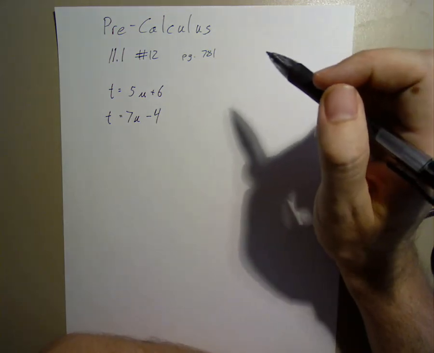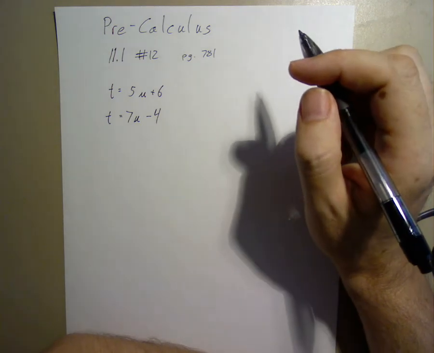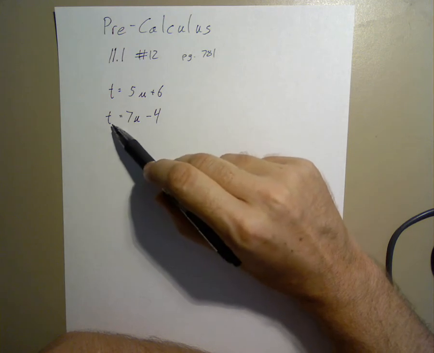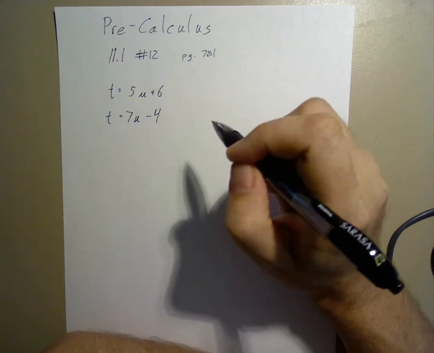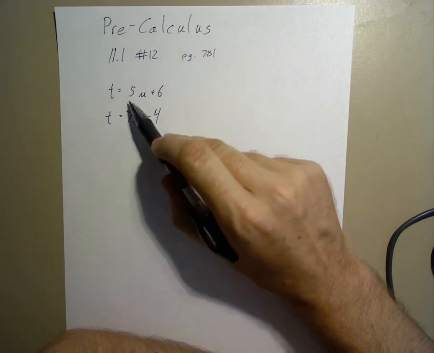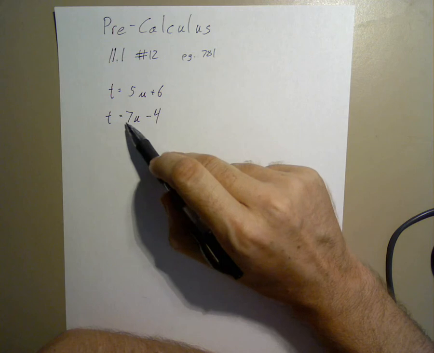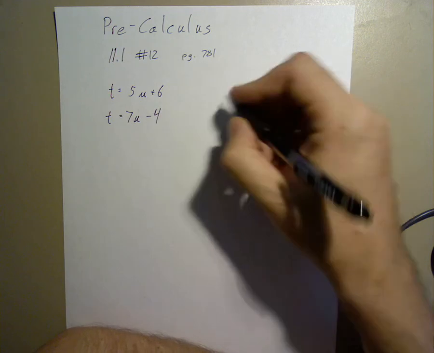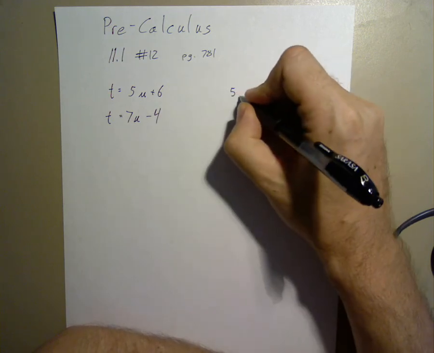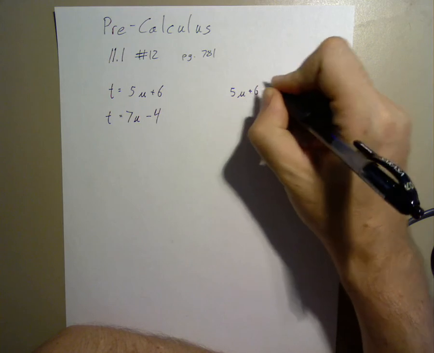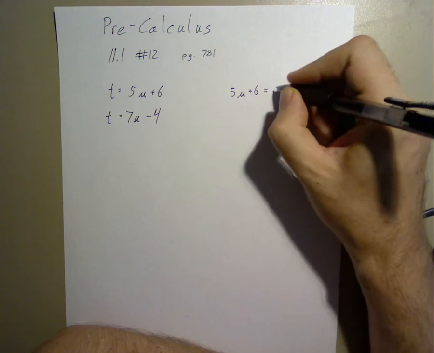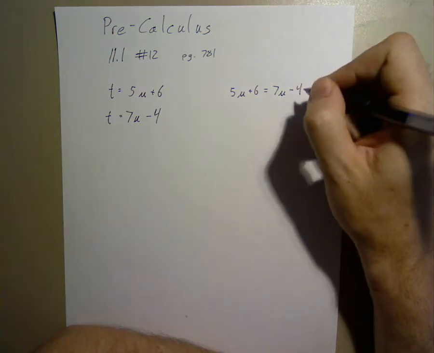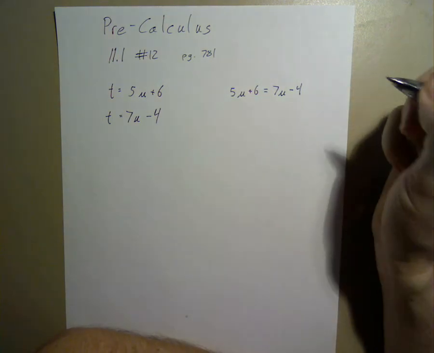We're going to do this by both substitution and elimination methods. For substitution, we solve one of the equations for a certain variable and plug it into the other equation. In this case, we start off with t equals 5u plus 6 and t equals 7u minus 4. So we've already solved for t. So in this case, I write out 5u plus 6 equals t, which is 7u minus 4. I can now solve this equation for u.